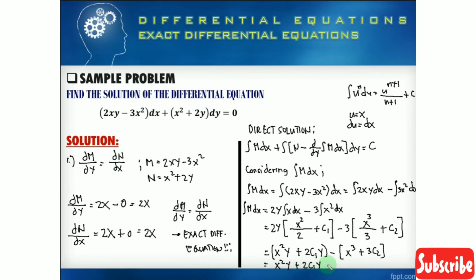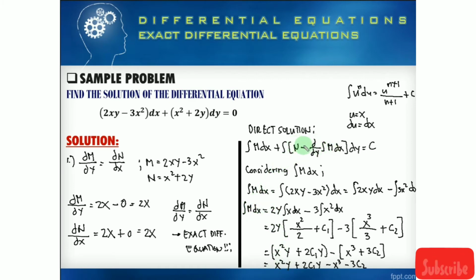c1 times y minus this. We distribute the minus sign, so minus this x cubed, okay, then minus this 3 c2, okay. So after this one, we are done with the integral of m dx.